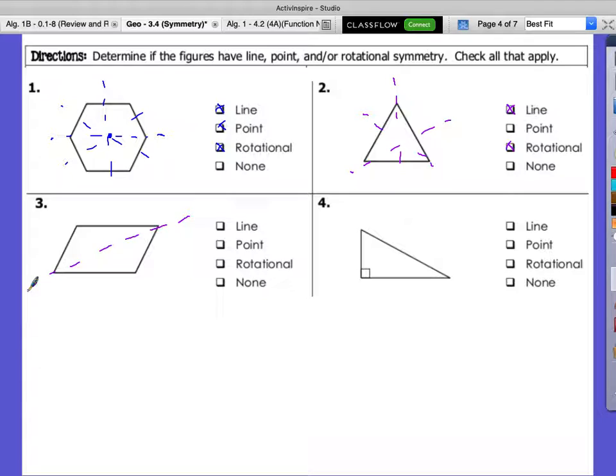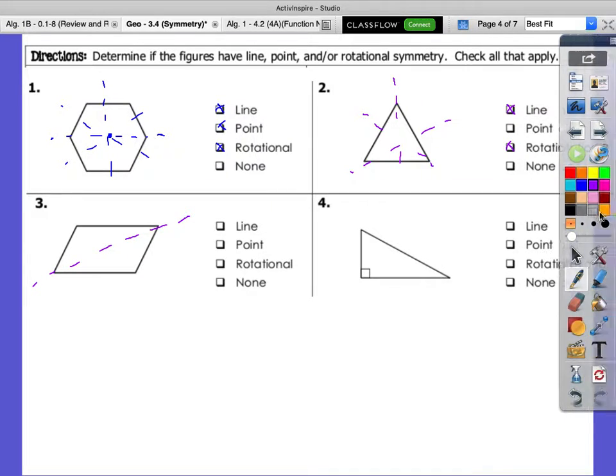So if I were to do this one, and if I were to fold it along that line, it ends up not overlapping perfectly. Even if this was cut perfectly, it would not overlap perfectly. It doesn't overlap perfectly either way. There's always a mismatch there. So there's no line symmetry on that one.